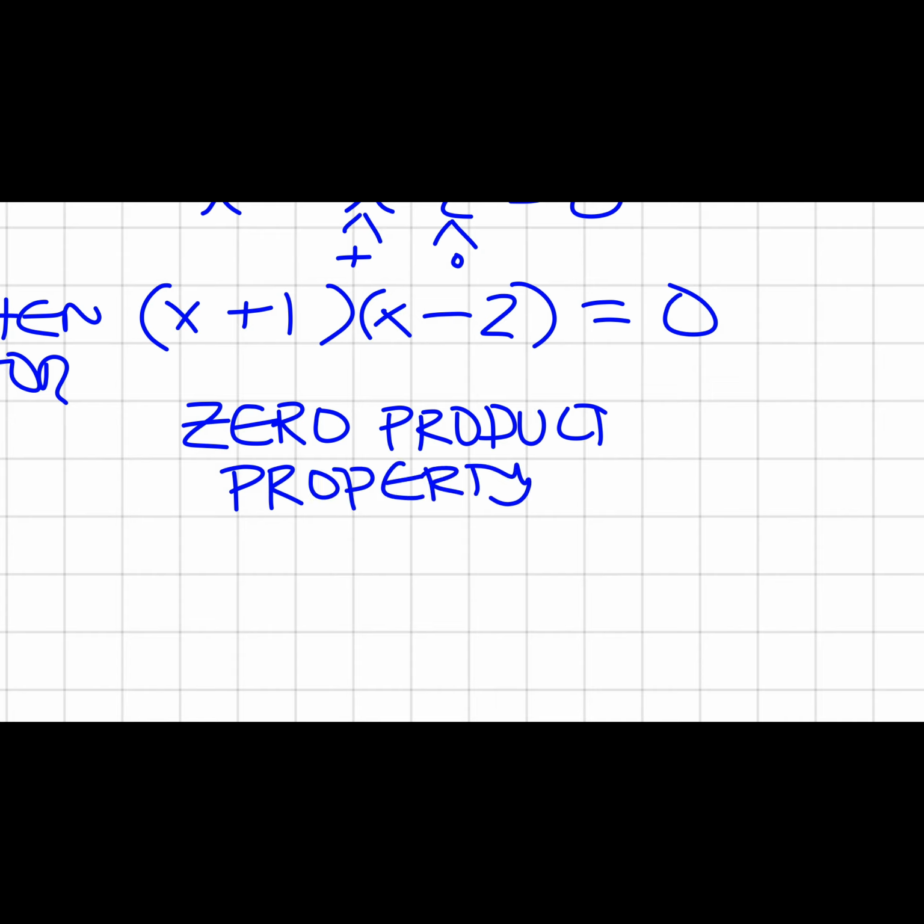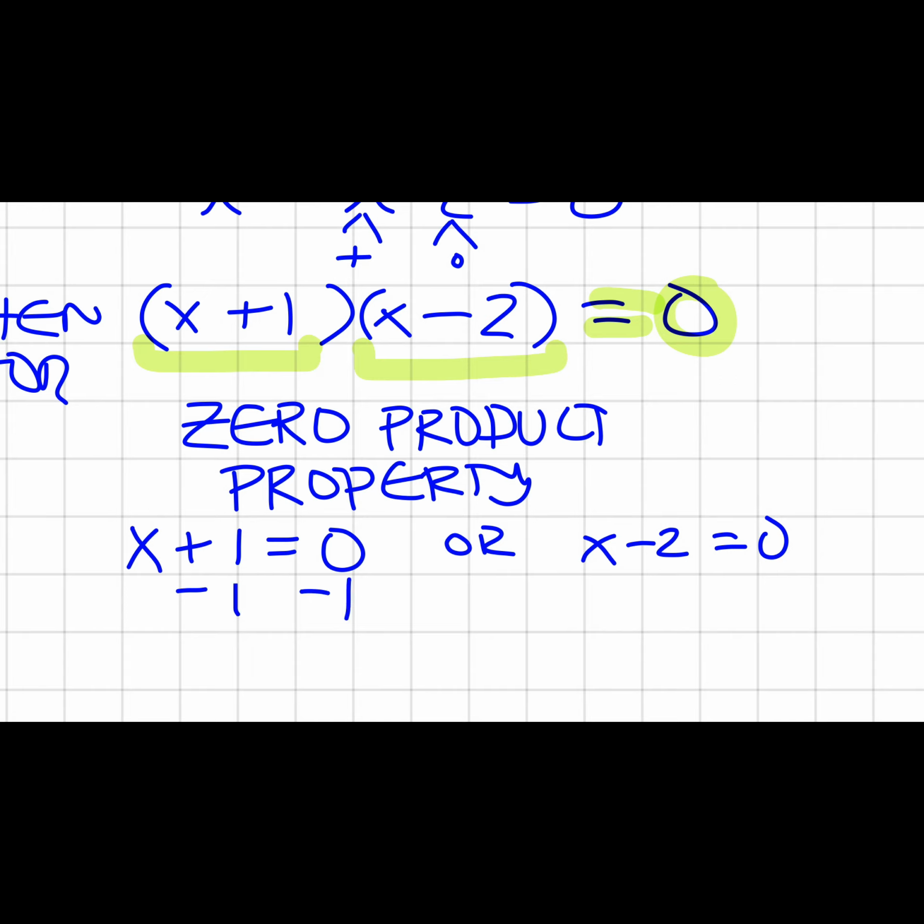The zero product property basically says if you have two things being multiplied together and their product is 0, then you know that one of these two things has to equal 0. So that means it lets us break this down into two equations: x plus 1 equals 0 or x minus 2 equals 0. We solve these two simpler equations for x. And we find that our denominator is going to equal 0 when x equals negative 1 or x equals negative 2.